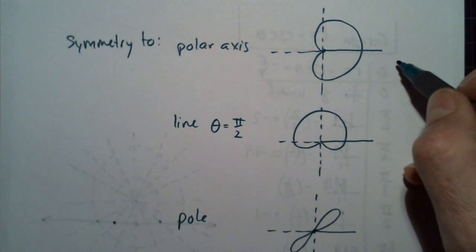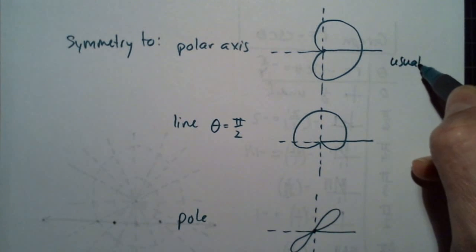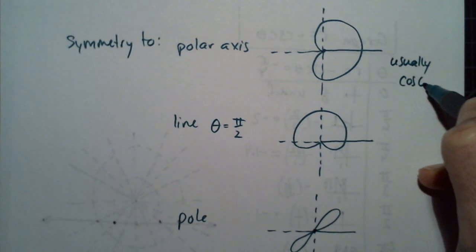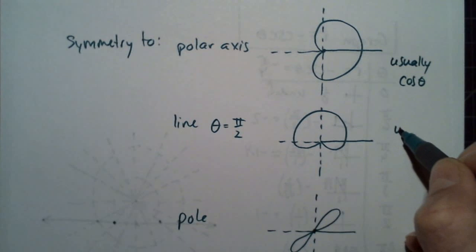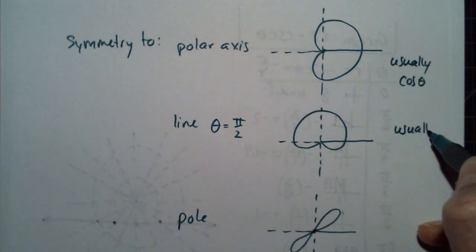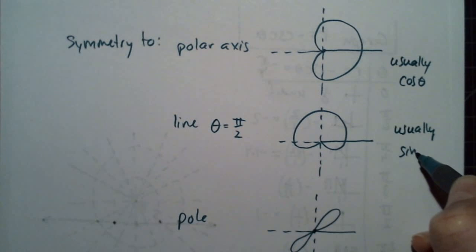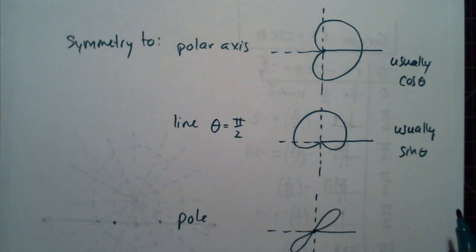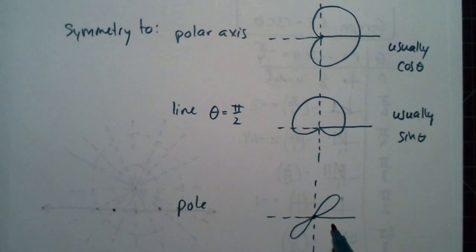If you see this, it usually has cosine. If you see this, it usually has sine. And this, we don't see it very often. It's going to be sine squared and cosine squared.